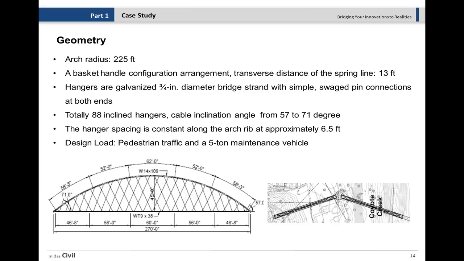This is a plan view of the bridge, and you see the configurations. The arch itself is a circular arch with a radius of 225 feet, and the basket handle configuration arrangement is selected. As you can see, the distances between spring lines are 13 feet each, and a total of 88 inclined hangers is used. The angles, from 57 degrees to 71 degrees, increase gradually on both sides.